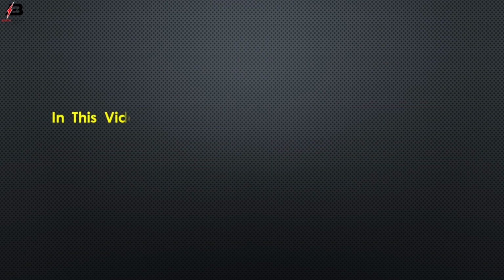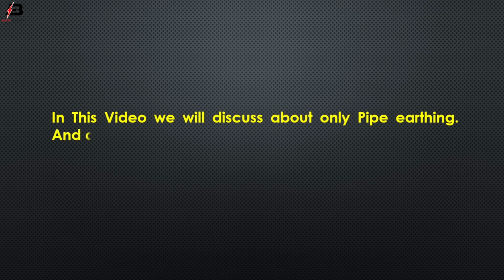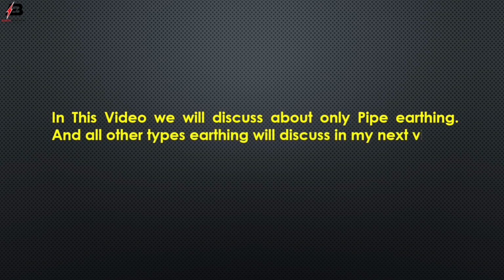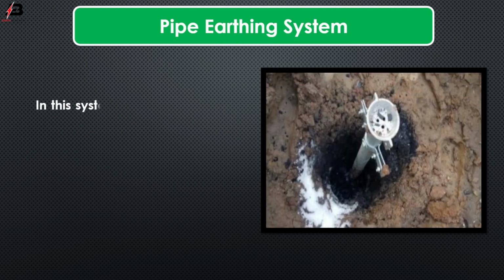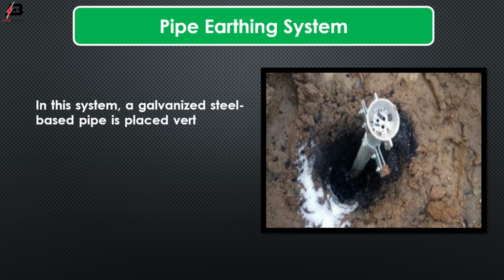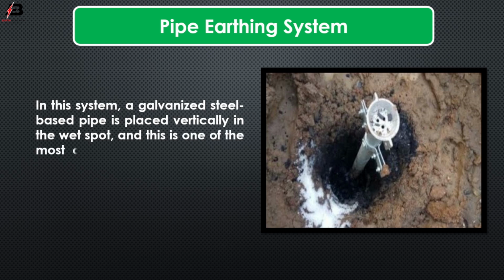In this video, we will discuss only pipe earthing, and all other types of earthing will be discussed in my next video. Pipe earthing. In this system, a galvanized steel base pipe is placed vertically in the wet spot, and this is one of the most common types of earthing.